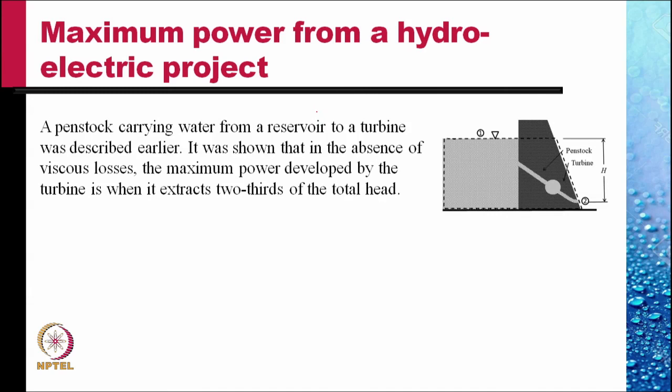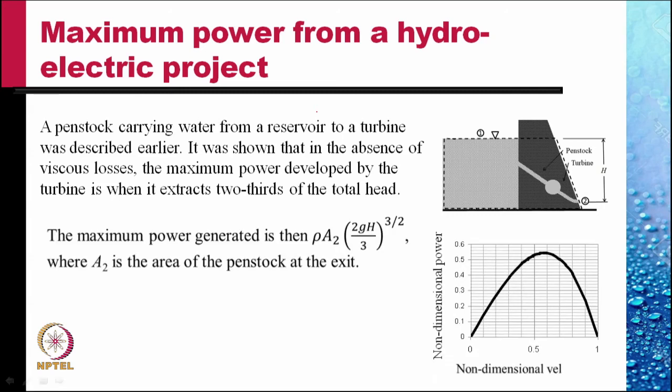Let's do one more example. The maximum power from a hydroelectric project, a penstock carrying water from a reservoir to a turbine, was described earlier. It was shown that in the absence of viscous losses, the maximum power developed by the turbine is when it extracts 2/3 of the total head, so that the maximum power generated is rho A2, the area of the penstock, times (2gH/3) raised to power 3/2.